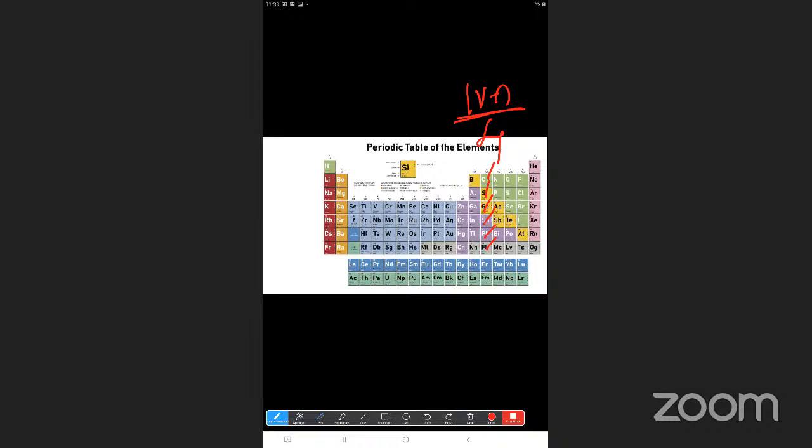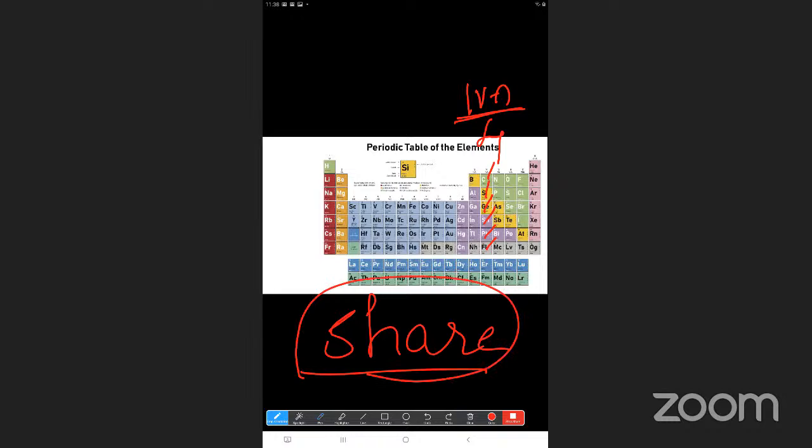These elements neither lose electrons nor gain electrons. These elements completely share the electrons with other elements. They will not lose or gain electrons, just share the electrons to become stable with 8 electrons in the valency shell.